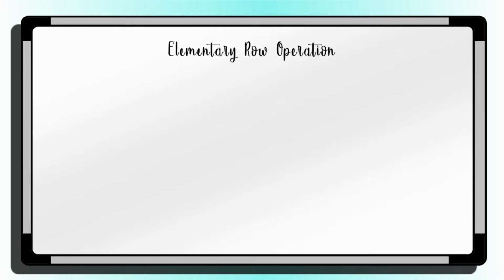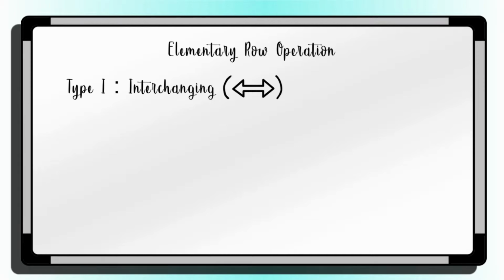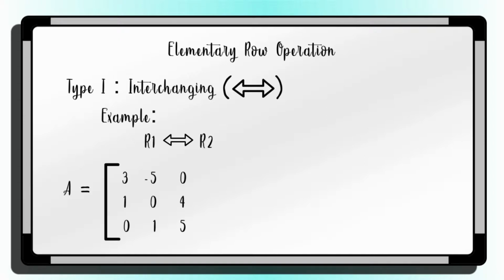An elementary operation is one of these three types. Type 1 operation, interchanging. This operation defines the availability of exchanging the position of two rows within a matrix, indicated by a double-headed arrow. Example, interchanging R1 and R2 of matrix A.